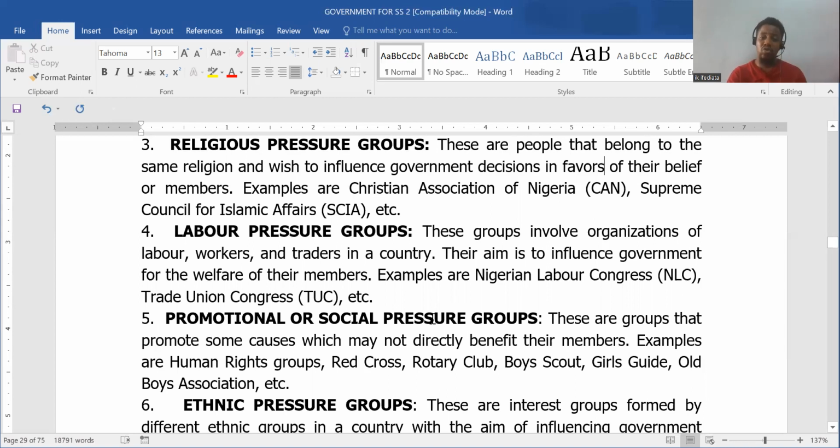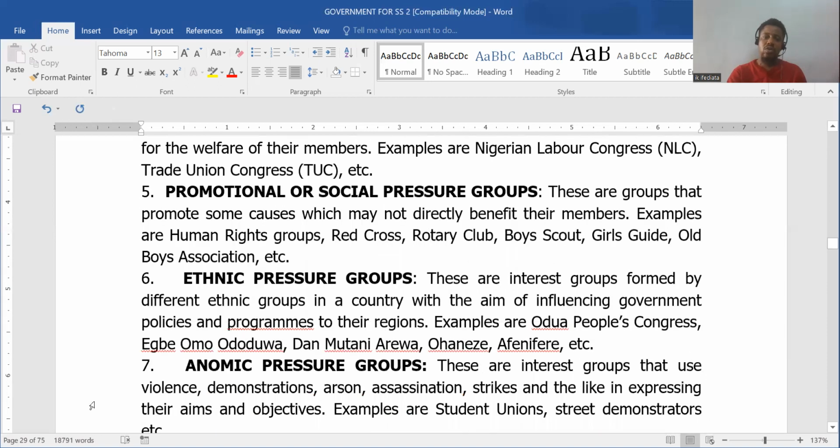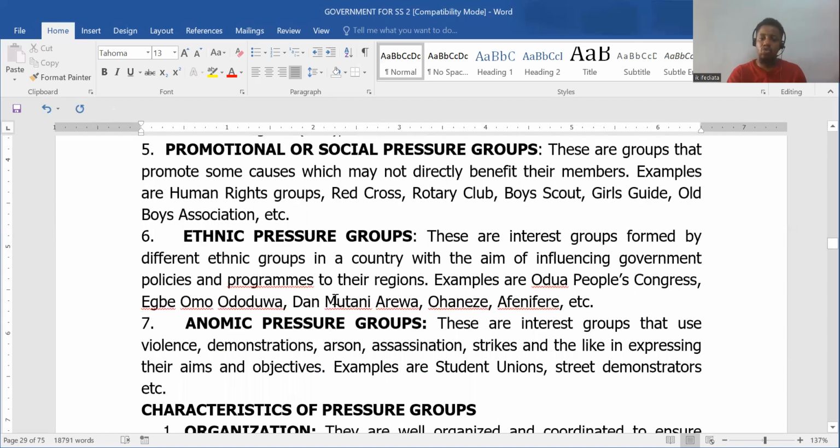We have promotional or social pressure groups like the Red Cross, Rotary Club, Boy Scouts, Girls Guide, and whatsoever. They promote causes which may not directly benefit their members. For example, Rotary Club can decide to build a hospital for the less privileged. They don't have any business there. It's not part of their business. They are well-to-do. They are okay. Old Boys Association can decide to build an infirmary for their secondary school, or build toilets for their secondary school, right?